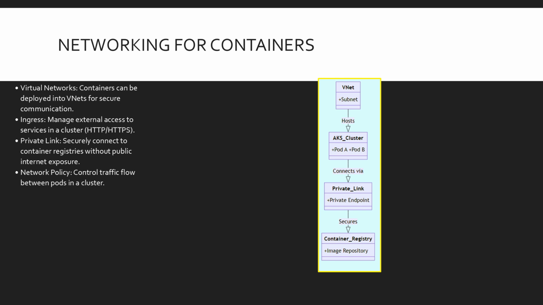This class diagram structures the networking relationships. The VNet class hosts the AKS cluster, providing it with a subnet. The AKS cluster connects via Private Link, which connects to the container registry. This visual hierarchy shows how networking components wrap around the compute and storage resources to provide security and connectivity.